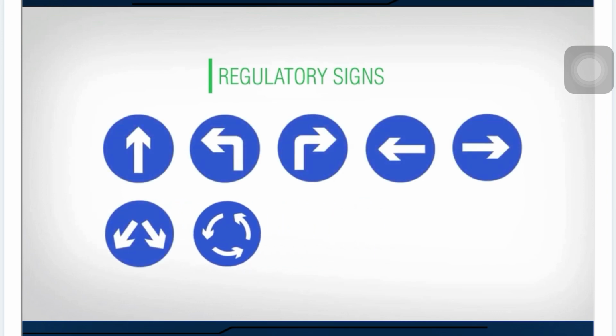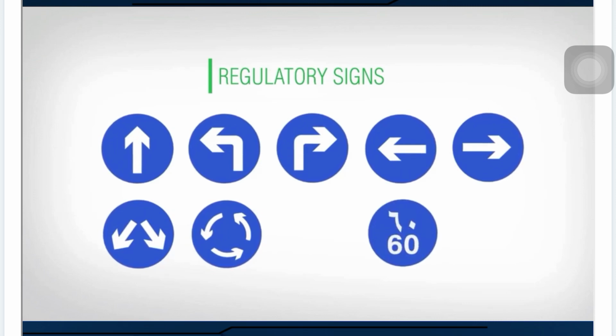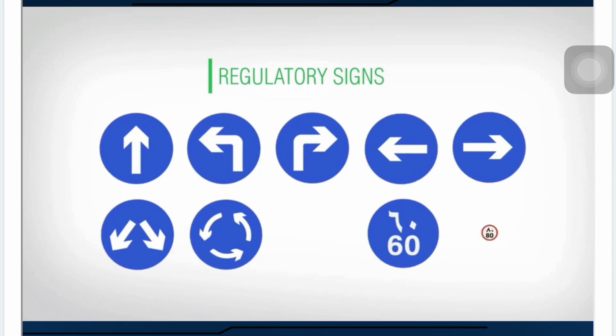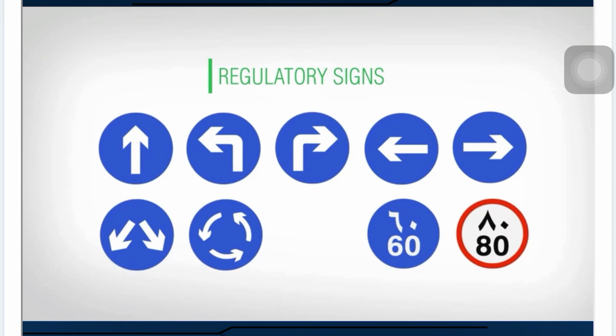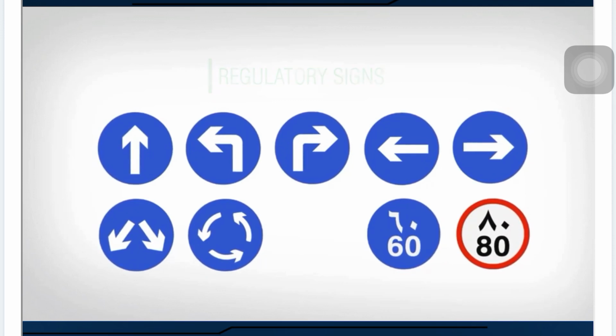Speed limit signs are also included in this section. There are two types of speed-related signs. Blue speed signs indicate the minimum allowed speed on a particular road. You cannot drive below this speed. A white sign with a red border indicates the maximum speed allowed. Driving over this limit is illegal.